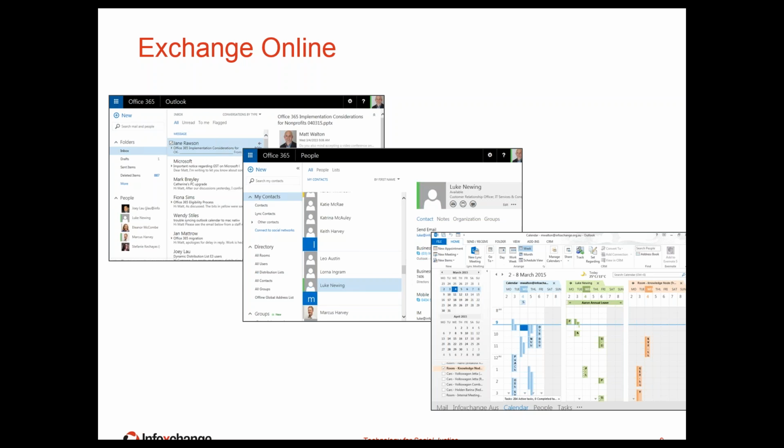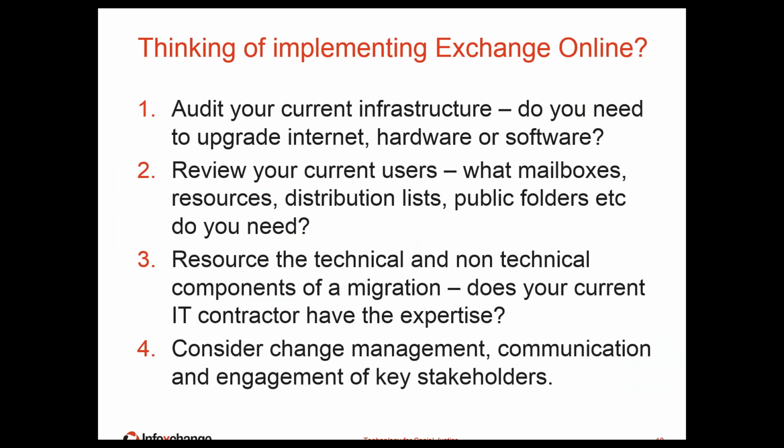If you're moving to Exchange Online, some of the things you need to think about is what current infrastructure do you have? How's your internet? What type of hardware do you have? What version of software? Do you have Office 2013 or 2016, which we would recommend to work well with Office 365? If you've still got Office 2007, we recommend that you upgrade if you're planning on using Outlook for your email. That's usually the first step, to assess your requirements.